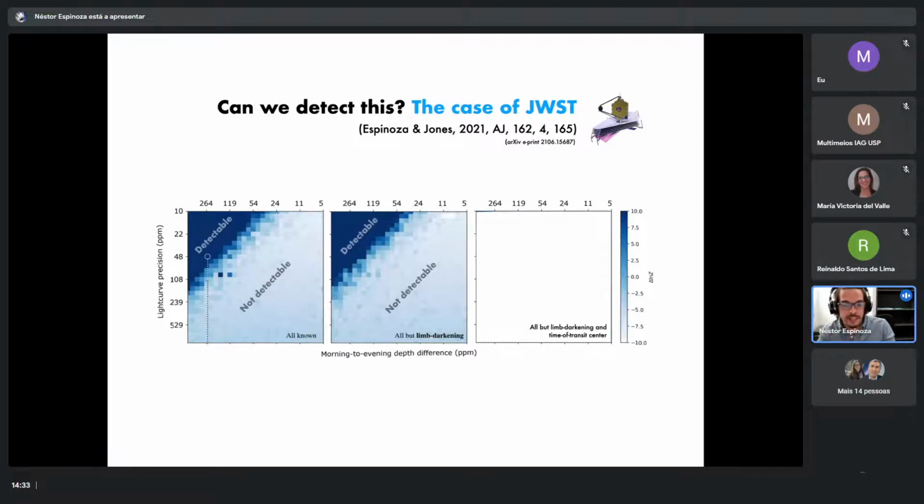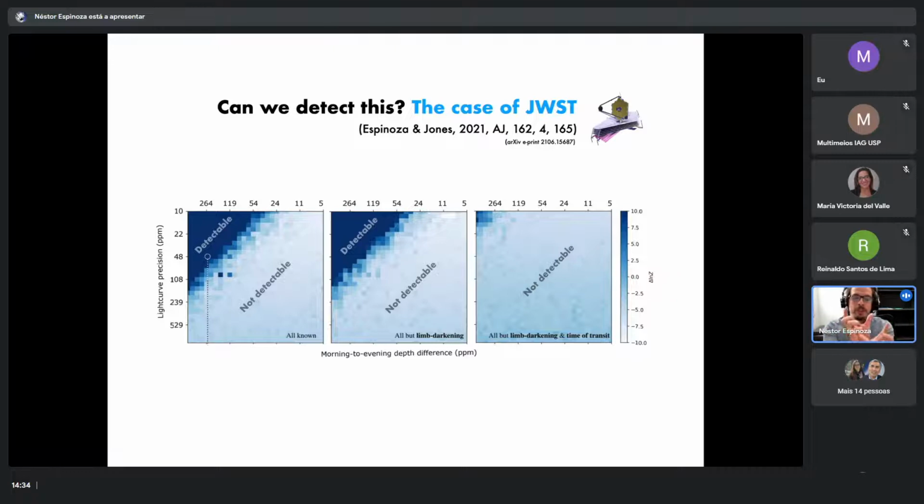So the first question that I had was, well, we don't know limb darkening very well. I don't trust the model that much, at least. So I was wondering, would this make an impact? And even if you're completely ignorant about limb darkening, you still have the same detectability value, which was great. However, all the detectability goes down to 0 if you don't know the time of transit.